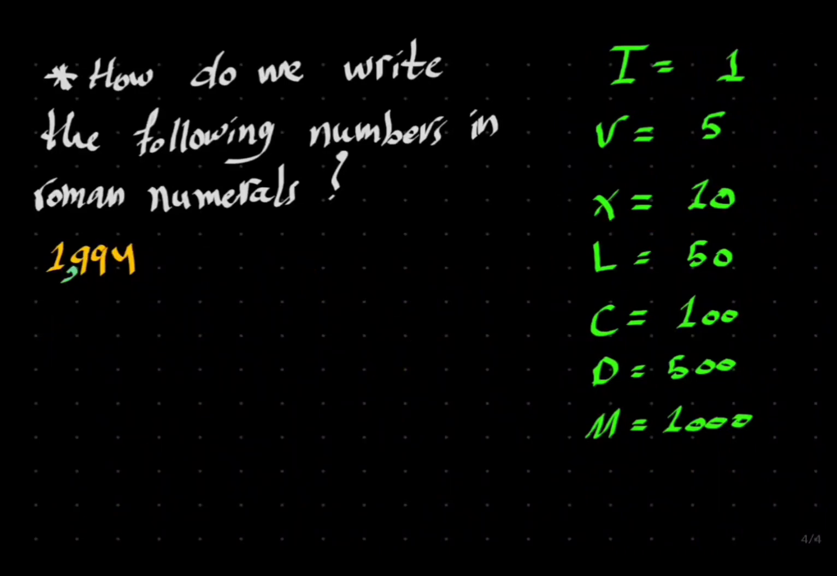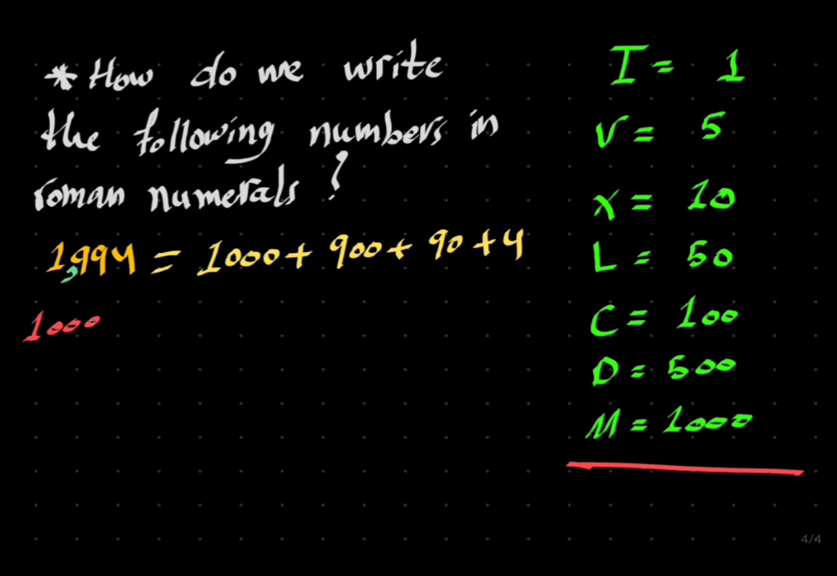Now let's take 1994. 1,000 in thousands plus 900 in hundreds plus 90 in tens plus 4. 1,000 equals M. And let's take the 900, which equals 1,000 minus 100. Now 1,000 is M and 100 is C.